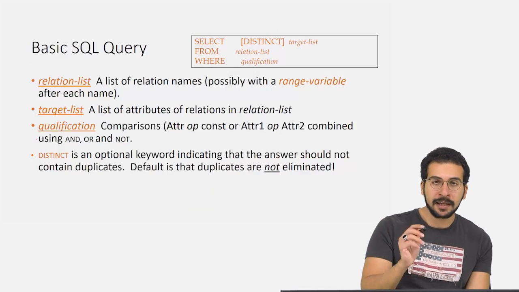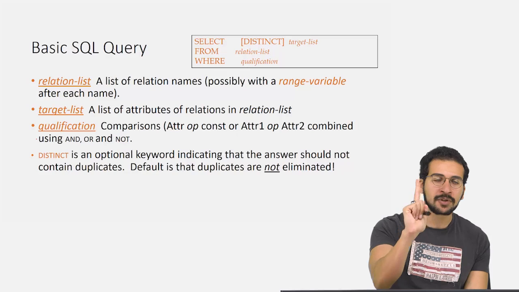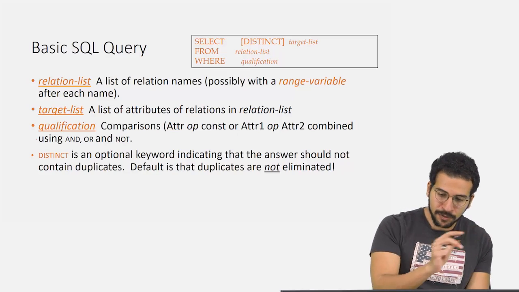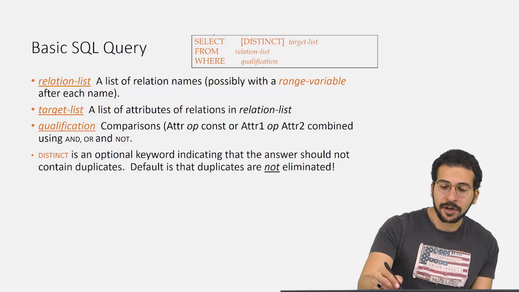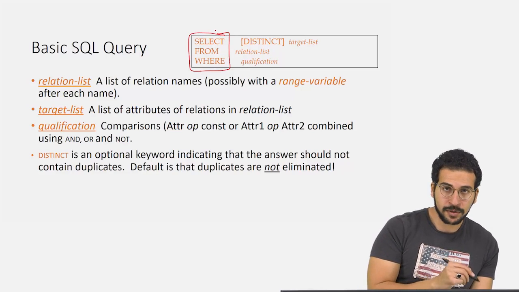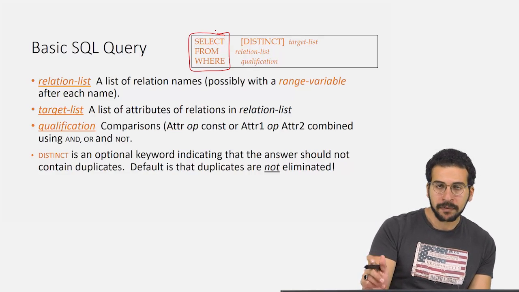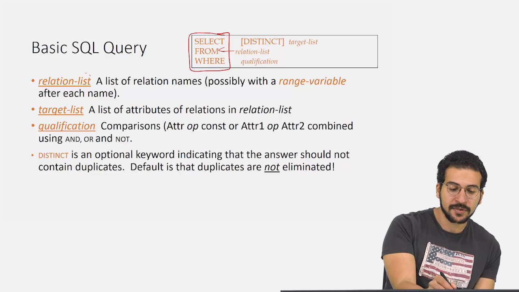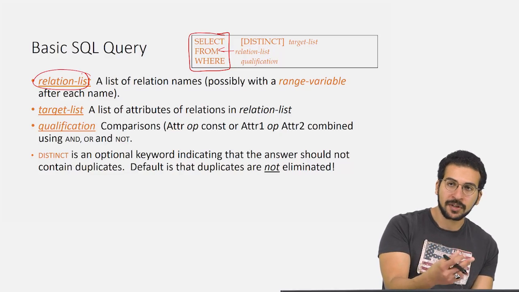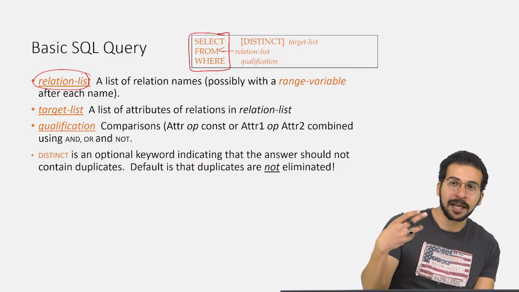So as I said, SQL is a declarative language. So you as a user, you don't have to think about the sequence of operations, as you would in relational algebra. In a SQL statement, you have three important keywords: select, from, and where. In the from, you pass something called the relation list. The relation list is the list of tables or relations in the database that you want to apply the query on.